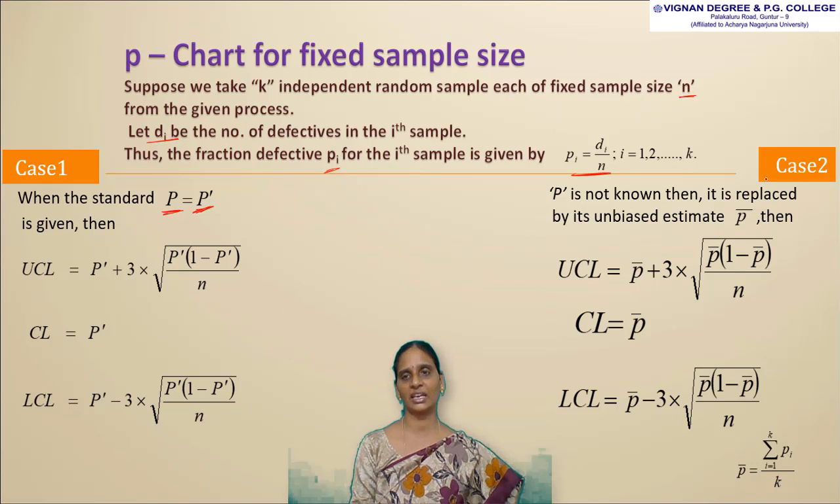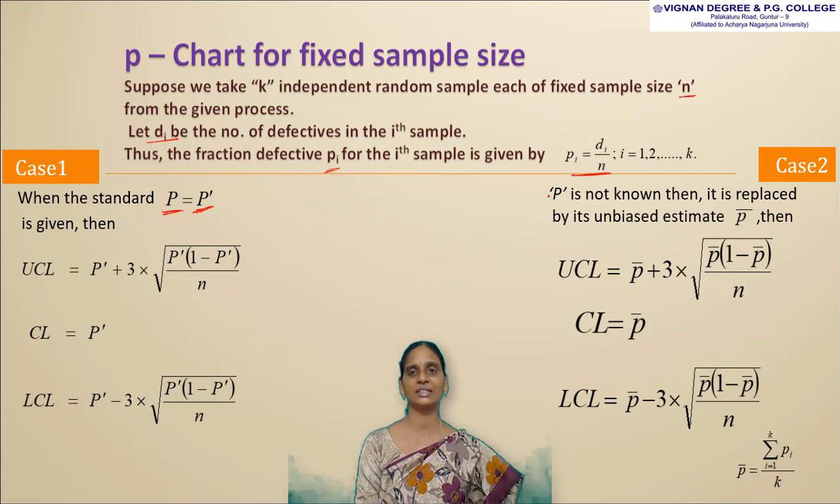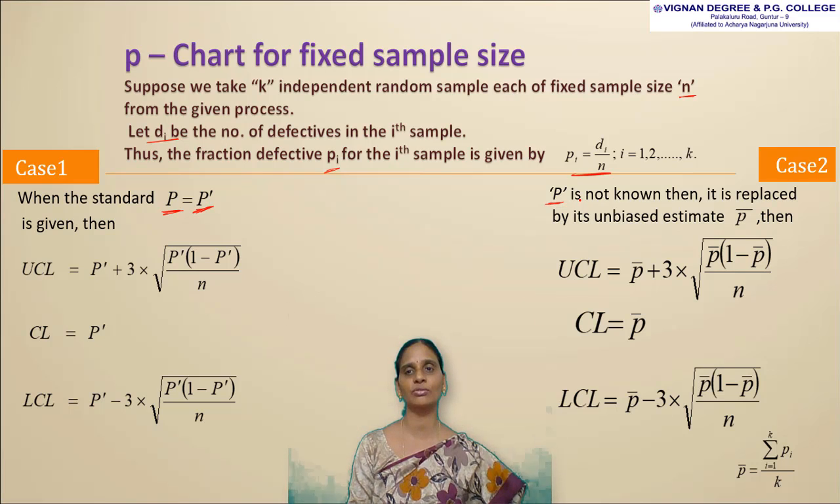Coming to case 2. Here the standard value, that is capital P, is not known. That means the capital P value is an unknown value, or not given.